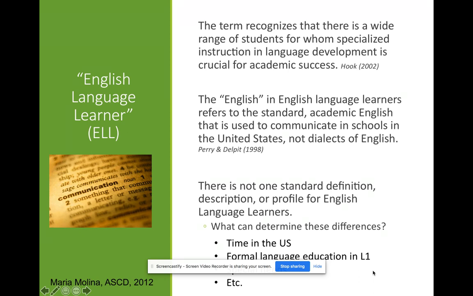Time in the U.S., formal language education in their L1, their first language, special needs. So we can have students who are twice exceptional. They are learning English and they have a special need. That's what's covered up here, etc.